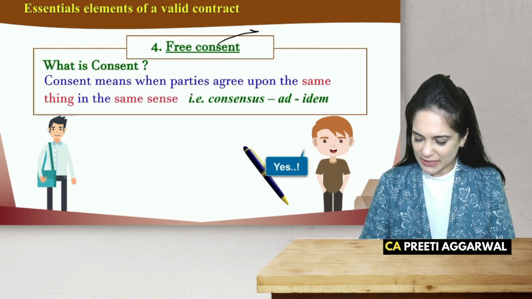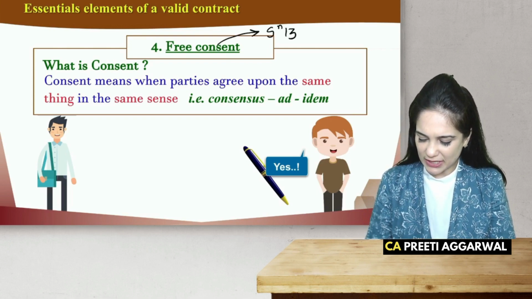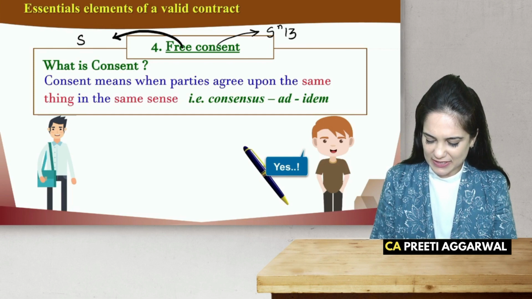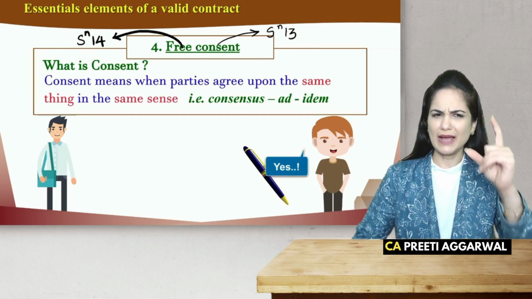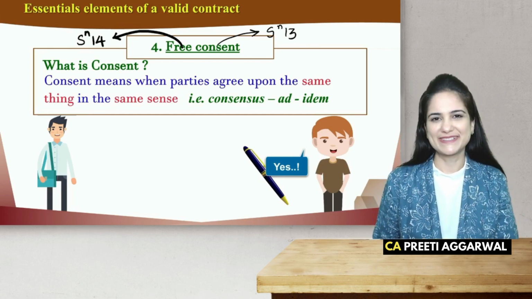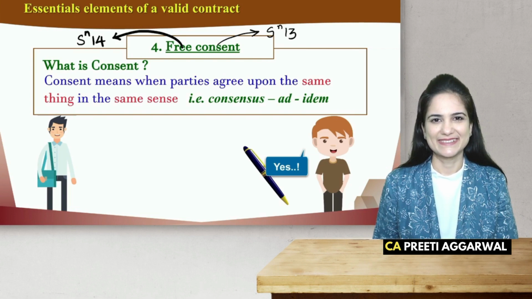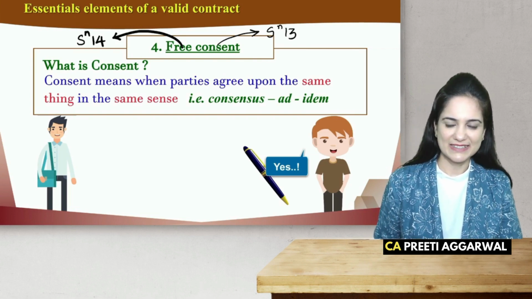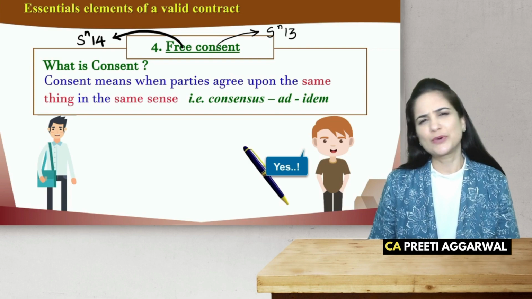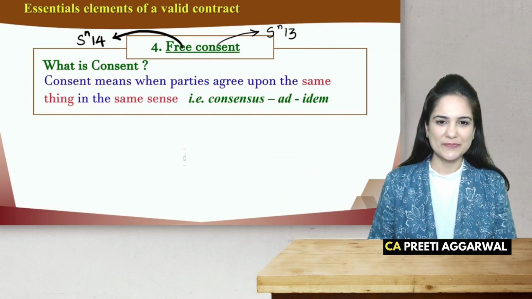Write down the fourth element. Consent is defined under section 13. Free consent is defined under section 14. And you will write down the provision. Done. Okay. Let us discuss one last example of consent.